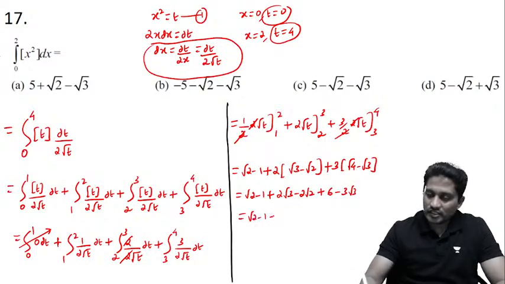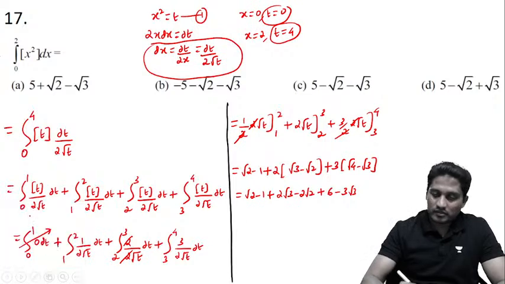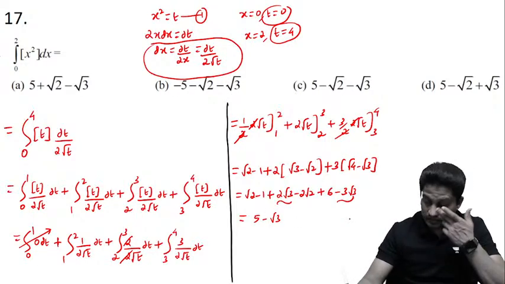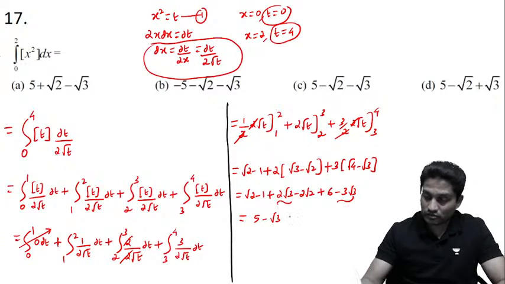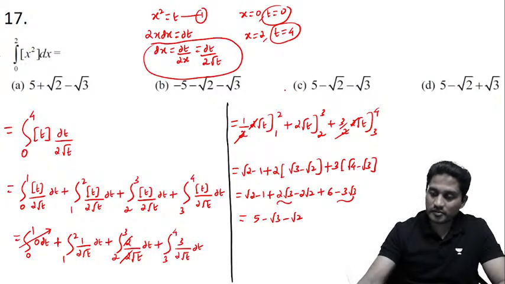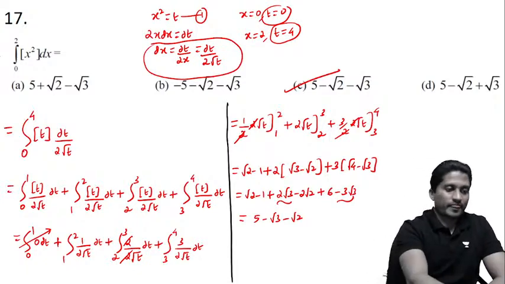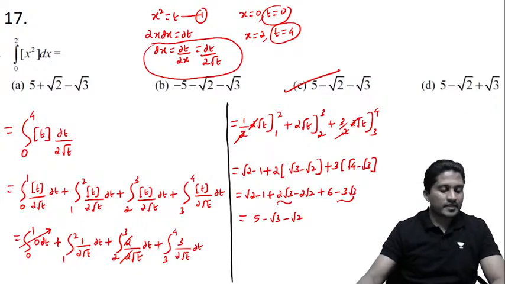Okay, so root 2 minus 1 plus, okay, I'm going to simplify this final step. This can be written as 6 minus 1 is 5. 2 root 3 minus root 3 is minus root 3. Root 2 minus 2 root 2 is minus root 2. Answer is option C. 5 minus root 2 minus root 3. Is it clear, guys?